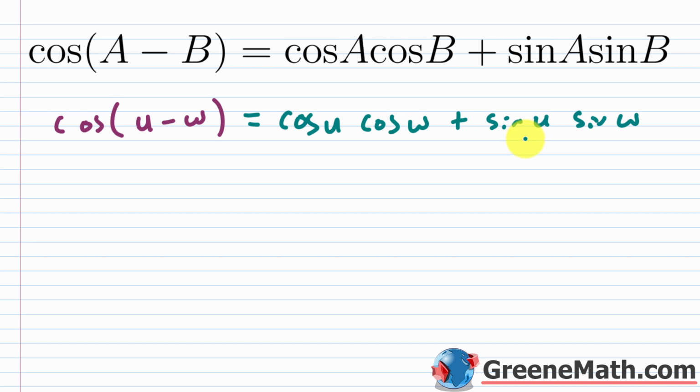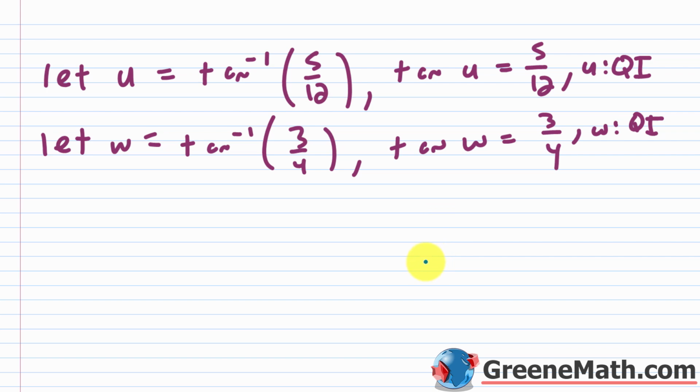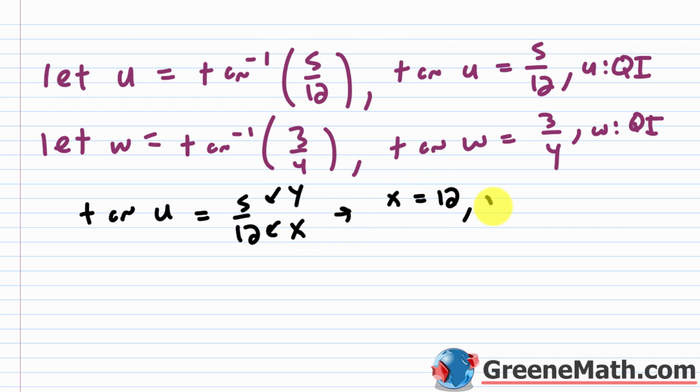I need to get the cosine of u, the cosine of w, the sine of u, and the sine of w. So let's go back up to this right here, and this is where you have to put the work in. So we have that the tangent of u is equal to 5/12, and I know I'm in quadrant 1. For the tangent, it's going to be your opposite over your adjacent, or you could say your y over your x. Okay, so that tells me that x is equal to 12 and y is equal to 5. Now, a lot of you know that r here is 13 because it's a 5, 12, 13 right triangle. But again, you go through the work and you say that x squared plus y squared is equal to r squared. Again, r is the length of the hypotenuse.